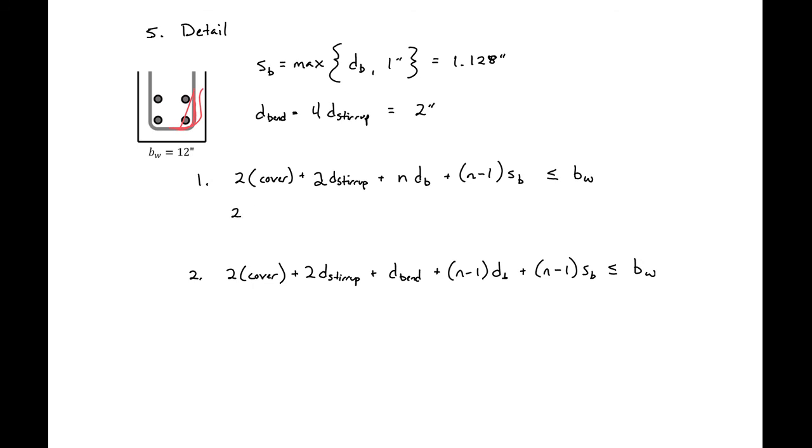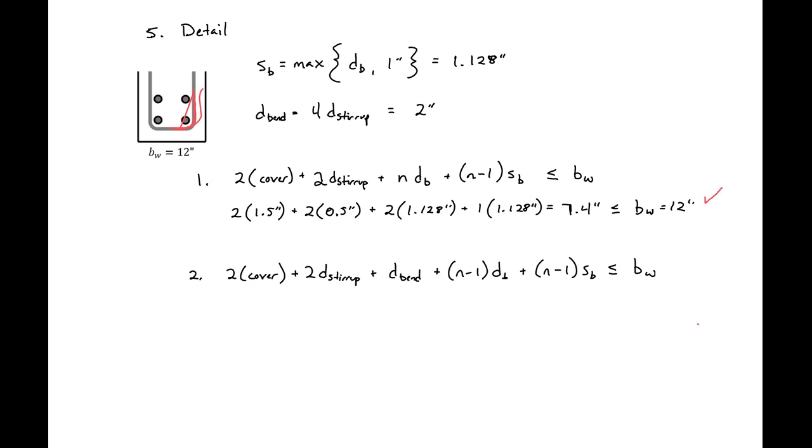So here we have 2 times our cover, 1.5 inches interior exposure, plus 2 times 0.5 inches diameter of the stirrup, plus we have 2 bars, 1.128 inches in diameter, plus 1 space at 1.128 inches. And we'll find this is equal to 7.4 inches, which is indeed less than our bw of 12 inches. So we're okay in our first check.